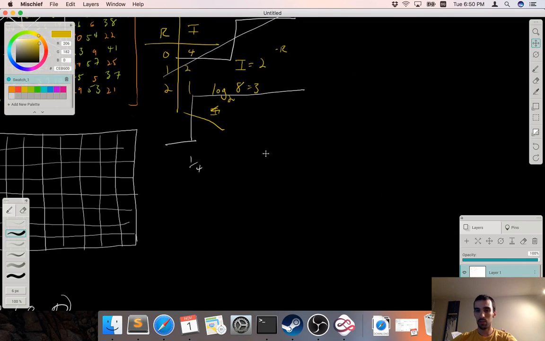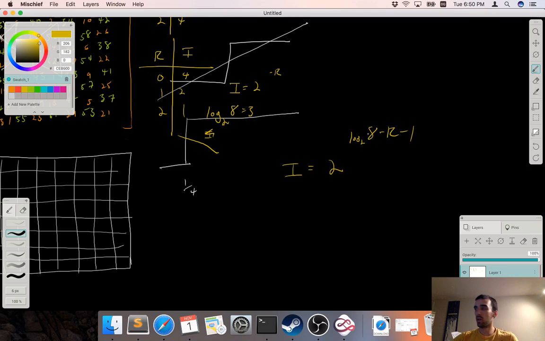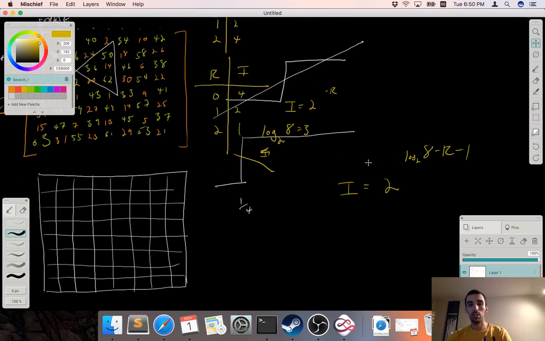Let's get a little more space. I is going to be 2 to the, this is how many recursion levels I have, minus r minus 1. So let's see if that works. This is a little more complicated, but I'm writing a recursive algorithm for a Bayer matrix, which is used in, you know what?